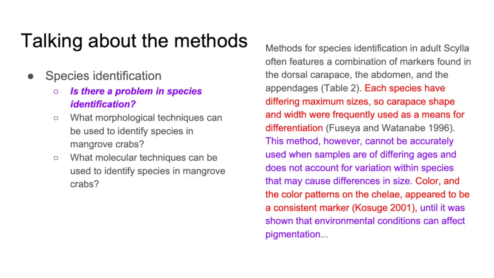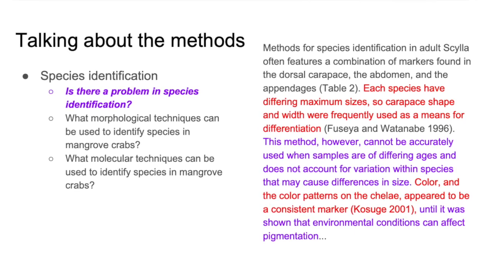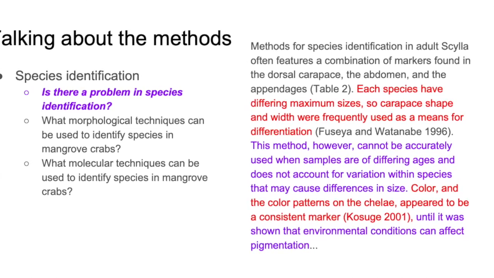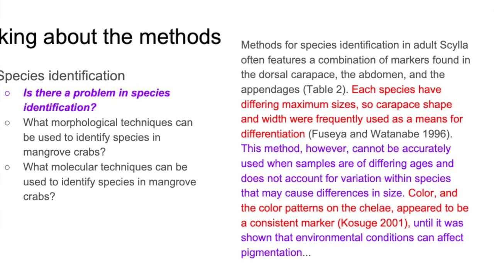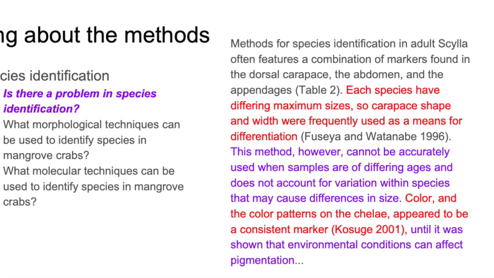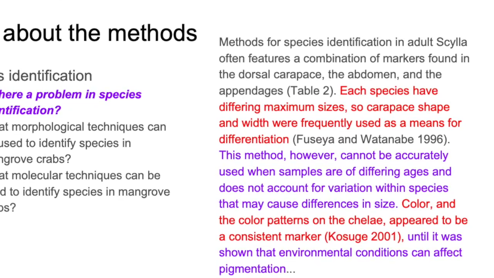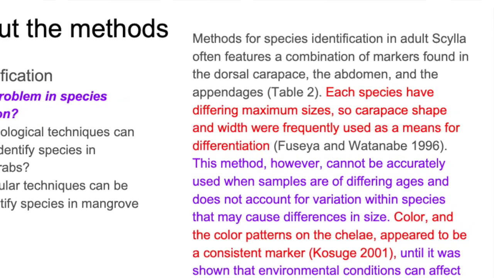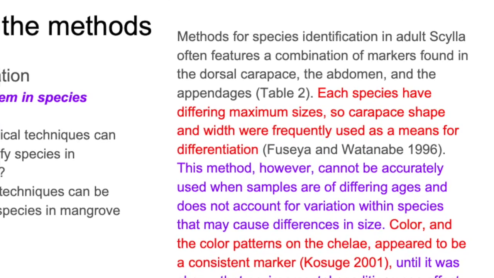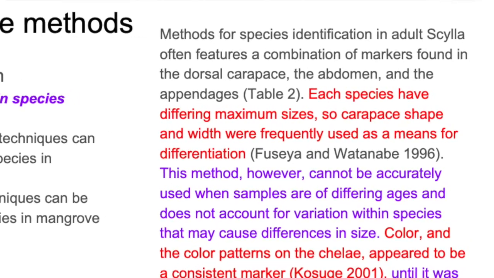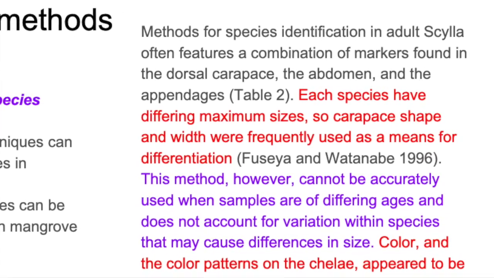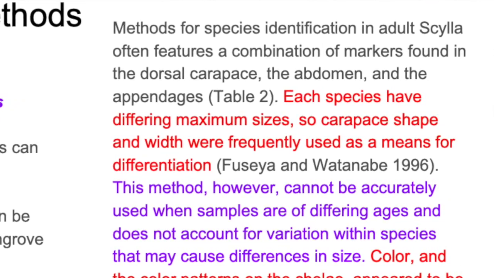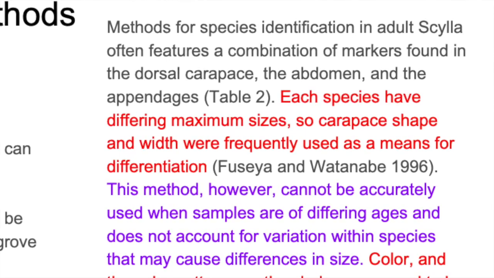And as you go through the literature, you will have your ups and downs because you will discover that, hey, there is actually a method. So, for example, in this paragraph that I show here, one line highlighted in red indicates that each species has differing maximum sizes, so carapace shape and width were frequently used as a means for differentiation. So I'm like, whoop, does this mean that there's no problem? But eventually, as I moved on, look at the line in purple. This method, however, cannot be accurately used when samples are of differing ages and does not account for variation within species that may cause differences in sizes. So although this technique exists, additional literature says that it is not very reliable.